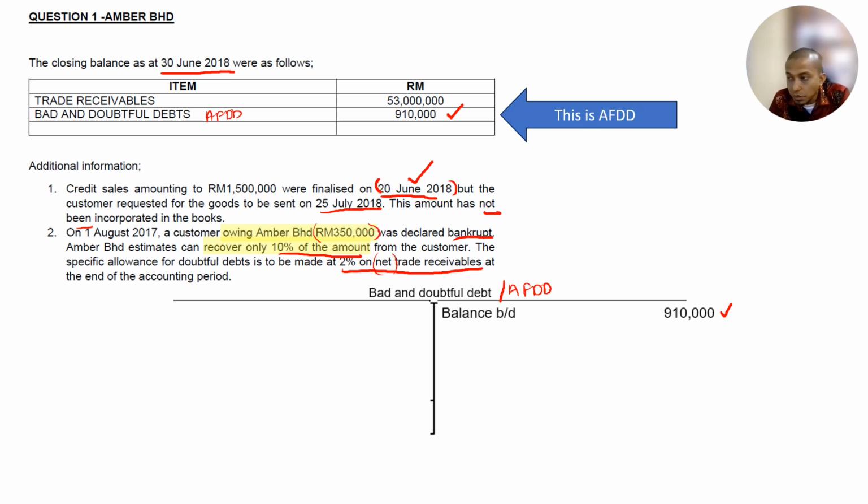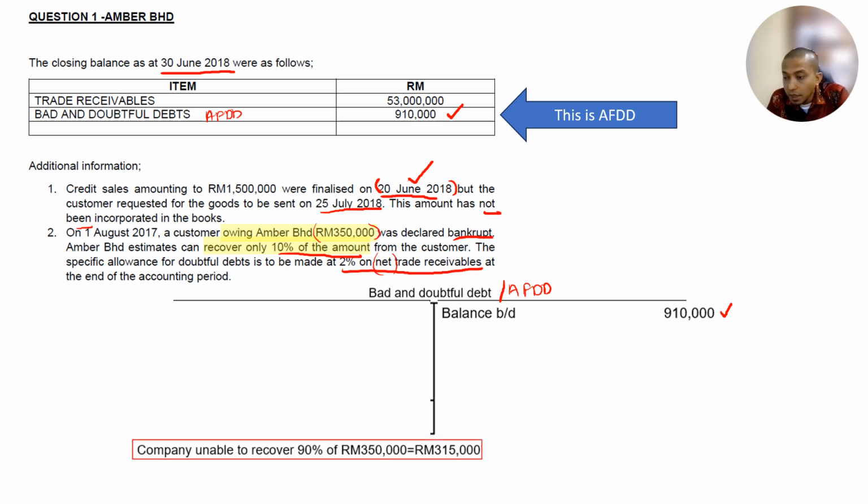Right, so now we see what we can do now. All right, so we know that the beginning balance, which is a normal balance, is 910, right? So the company is unable to collect 90%, only 10% can be collected. So 90% of 350 is 315,000, right? So this 315,000 is the one that we cannot collect at all. So we put it here because it is declared as bankrupt. We cannot collect 90%, right? So we put it there.